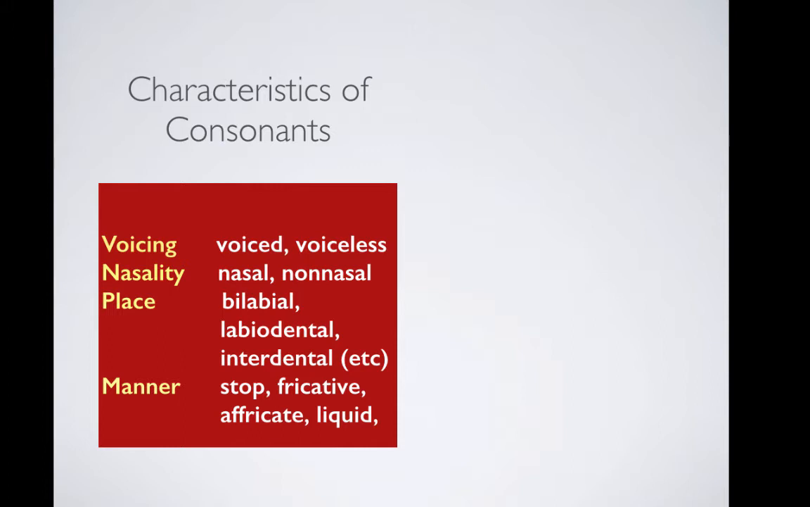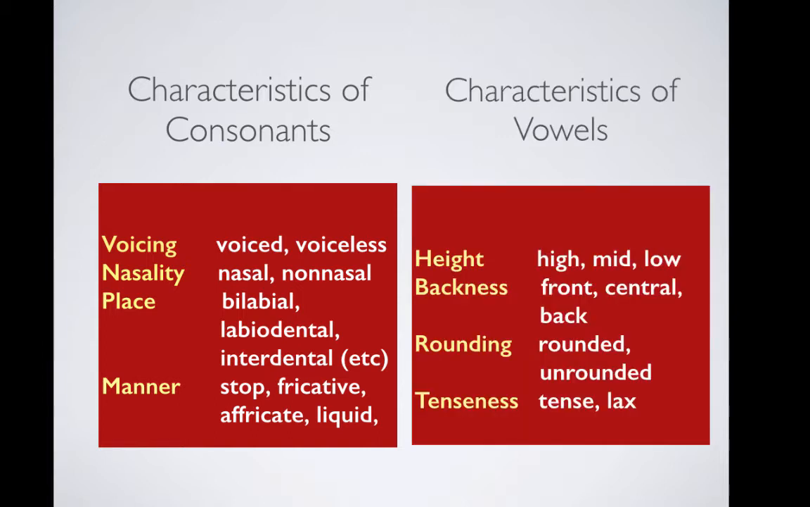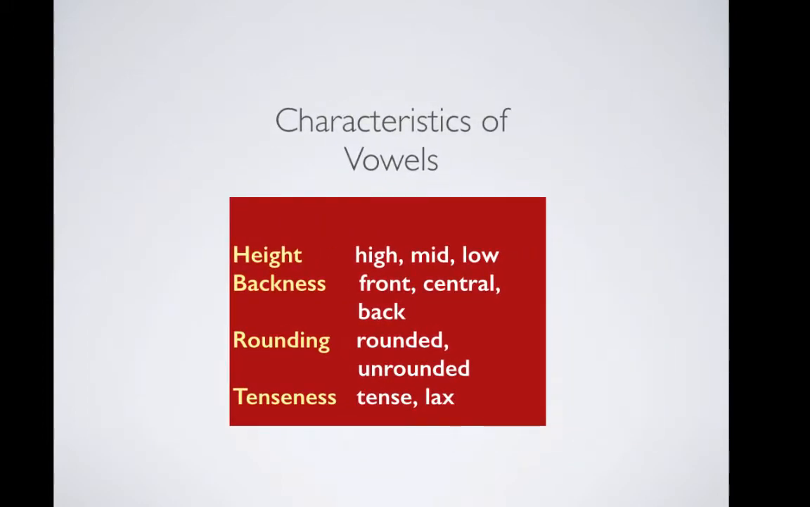Let's remember that consonants had specific characteristics. When talking about vowels, we don't talk about those characteristics. We actually talk about height, backness, rounding, and tenseness. So, in terms of height, vowels can be high, mid, or low. In terms of backness, they could be front, central, or back. Rounded or unrounded in terms of rounding. And they can be tense or lax.